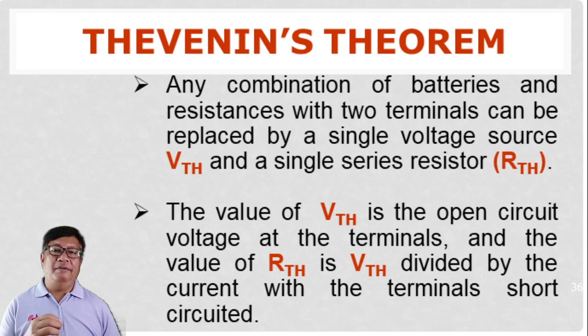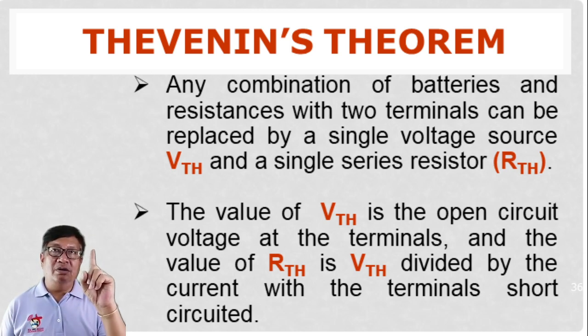So, if you're going to compute for the resistance, then it will become the Thevenin voltage divided by the current. No, that is the short circuit current. So, yun ang problema natin. Paano ba natin pag-solve ng short circuit current? It's just simple. Short circuit yung dalawang terminal natin.